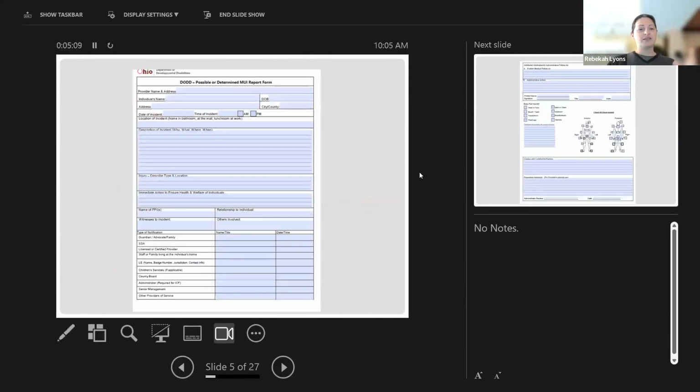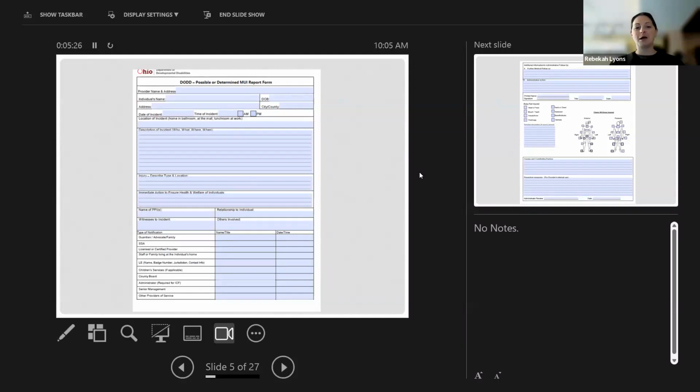Okay, I did include the form for an incident report. This meets all of the rule requirements. It is a template provided by DODD, in their toolkit. Hopefully, I'm sure all of you have an incident report, either you're using this one or something that meets rule requirements.